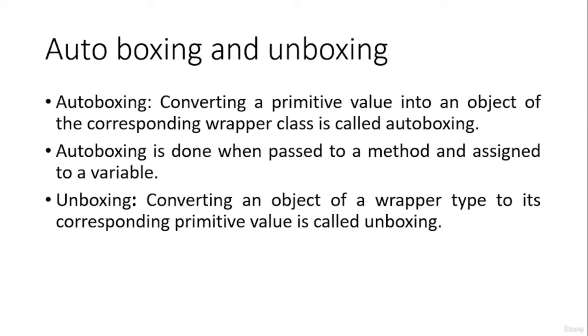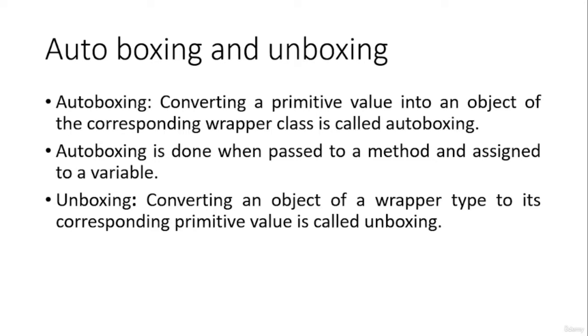Autoboxing is a process by which a primitive value is converted into its object form in its corresponding wrapper class. Autoboxing is done when we pass a value to a method parameter, and when we assign a value to a variable, at that time also autoboxing will happen. It is like boxing the particular primitive type into its corresponding wrapper.